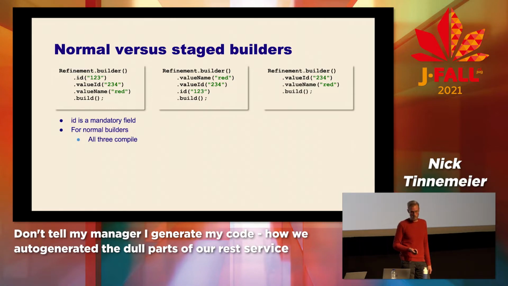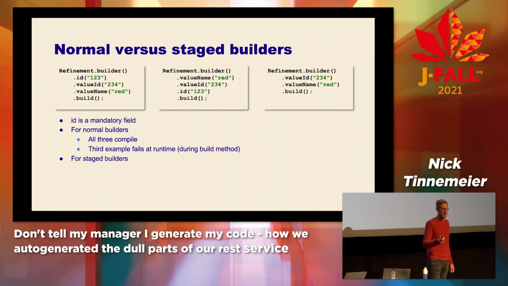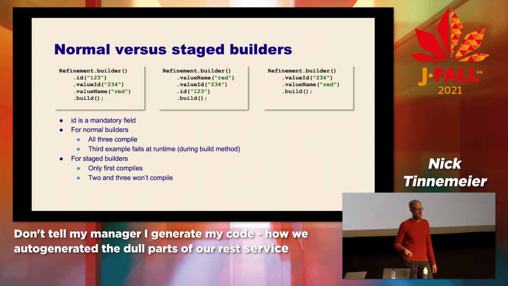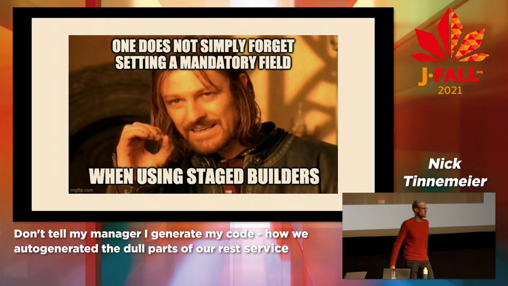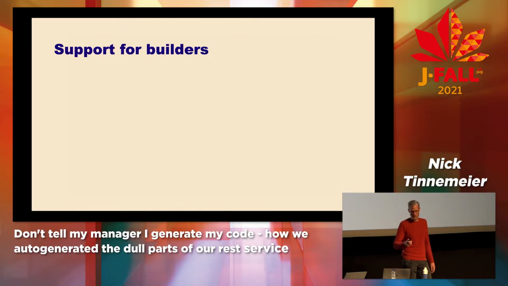Now for normal builders, all 3 examples will happily compile. But the third one will throw a runtime exception, I think it's a null pointer, if you invoke the build method. For staged builders, however, and that's a good thing, only the first will compile. So the second and third won't compile. The third one that actually causes trouble at runtime with a normal builder is already caught by the compiler. So one does not simply forget to set a mandatory field when using staged builders. That's the key point. And that's why we like them.